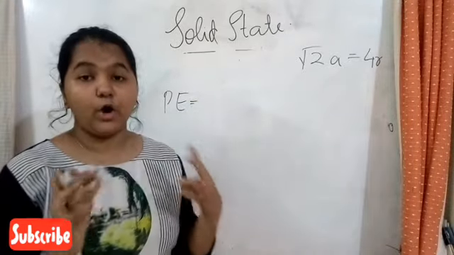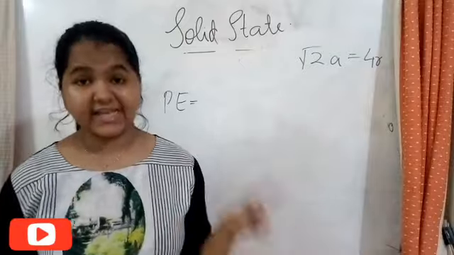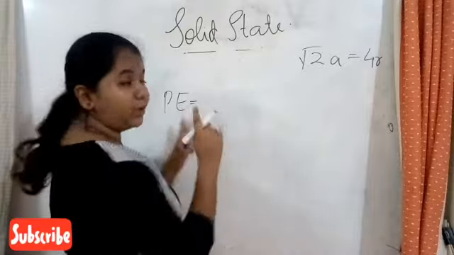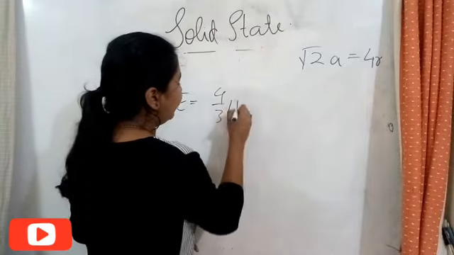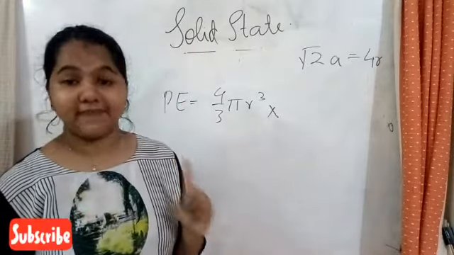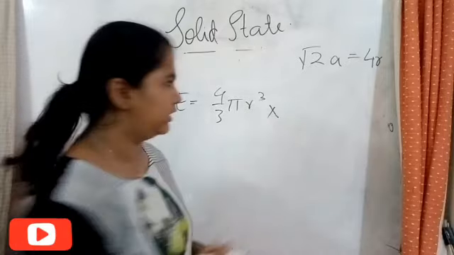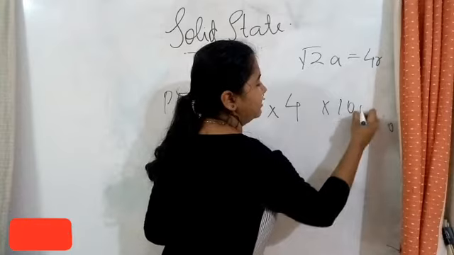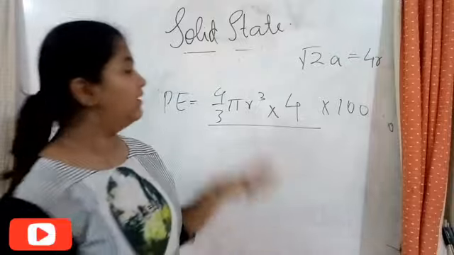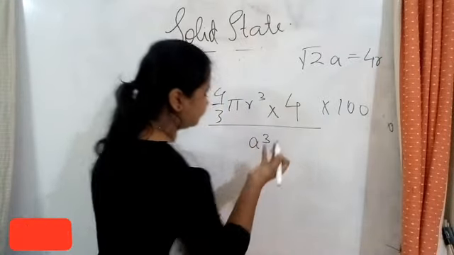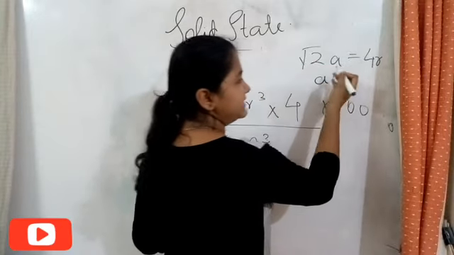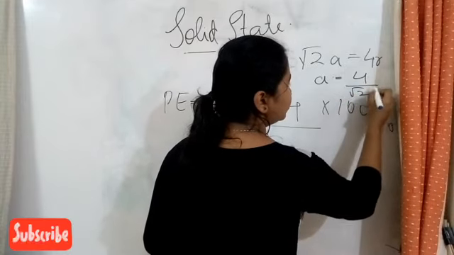Now, what is the equation for packing efficiency? That is the volume of one atom into Z into 100 divided by the volume of the cubic unit cell. Let's write. What is the volume of one atom? 4 by 3 pi r cube. Into, for face centered, what is the number of atoms? We said that is 3 plus 1, 4. Into 4 into 100 divided by A cube, because that is the volume of the unit cell. We have to derive A from this. So A is equal to 4 by root 2 R.